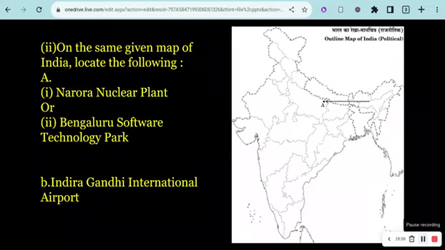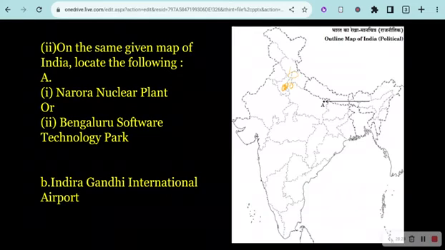Okay, next question. We have to locate the Narora nuclear plant, Bangalore Software Technology Park and Indira Gandhi International Airport. So I'll just locate it for you quickly. See here on the same map you have to do everything. So look over here. Firstly, this part if you can see clearly here is my Indira Gandhi Airport. Correct, Indira Gandhi Airport. I'll write here B.